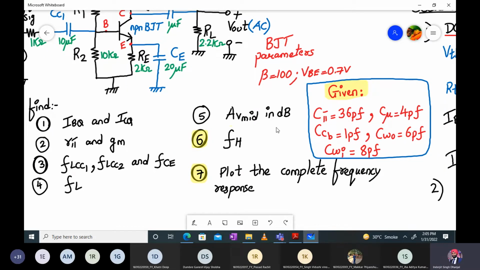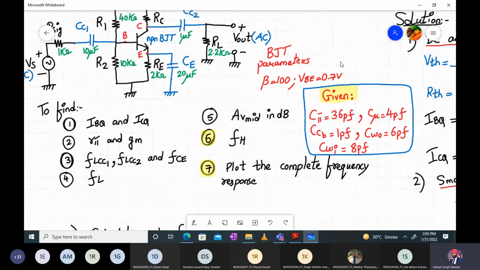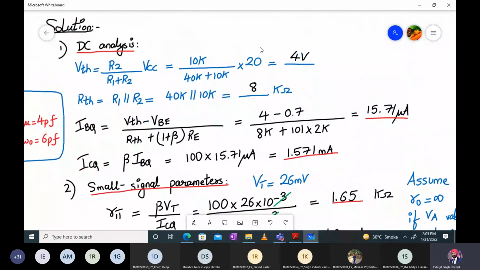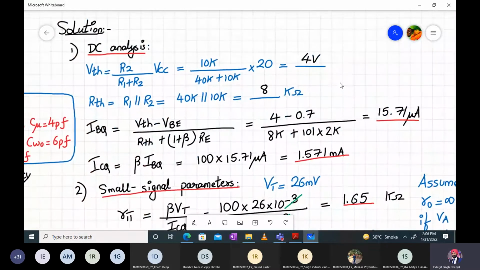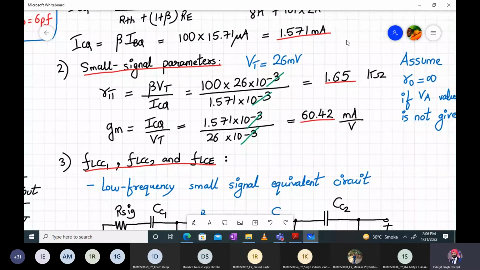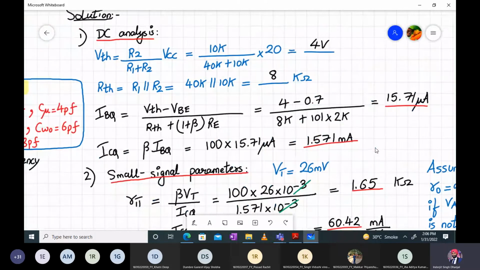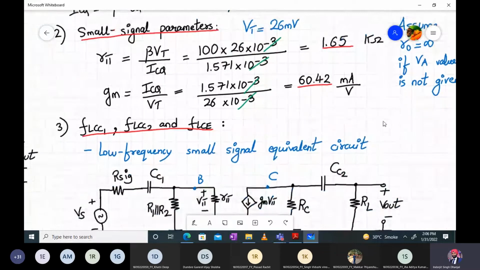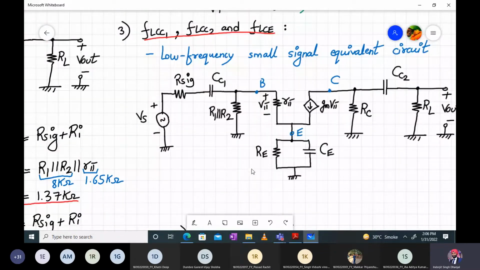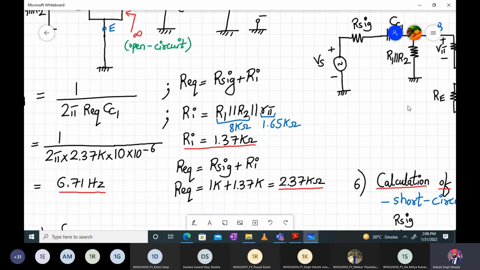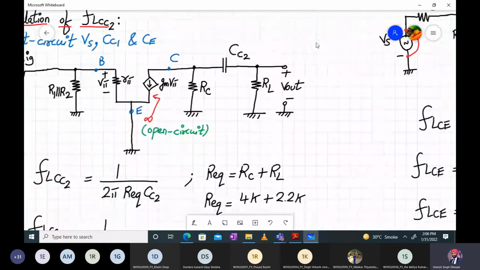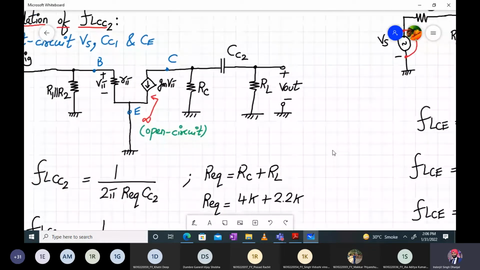Okay, so if they ask such a numerical, your steps will remain the same. I am just going through the steps. So we have already covered this numerical before. So with the DC analysis, you calculate ICQ. From the small signal parameters, you calculate R pi and gm. Then you calculated FL of CC1, FL of CC2, and FL of CE. We have seen all that before. I'm not going to discuss that again. So among that, we got the lower cutoff frequency. I'm just moving ahead now.